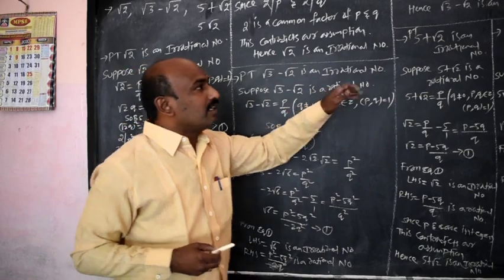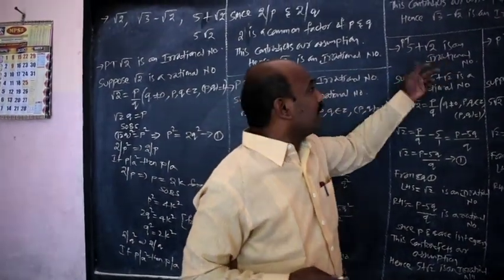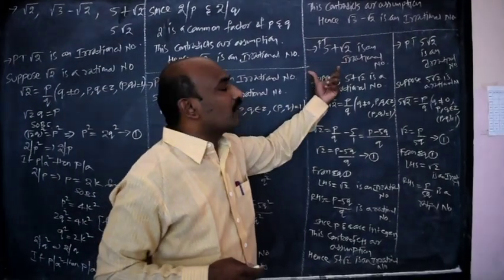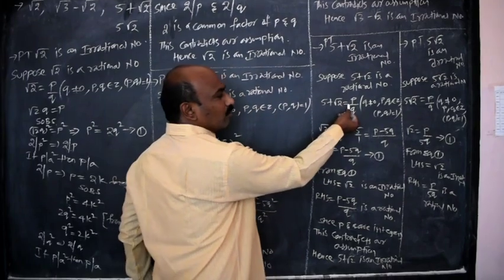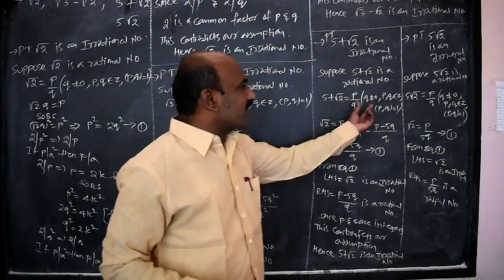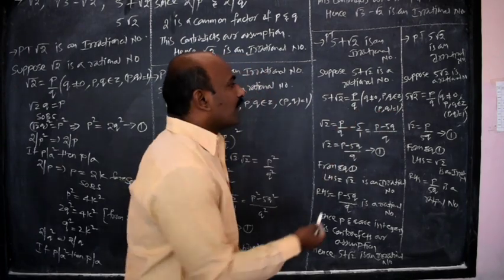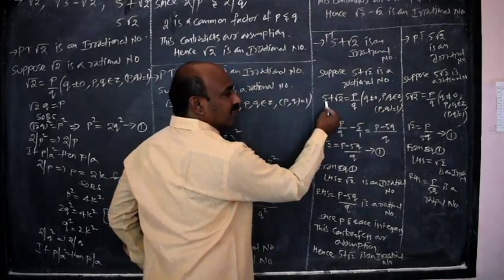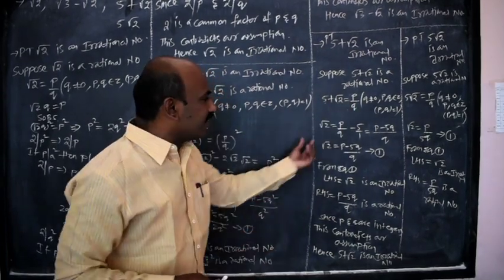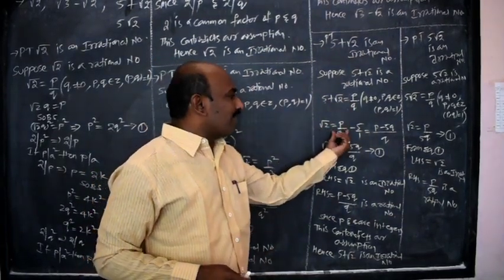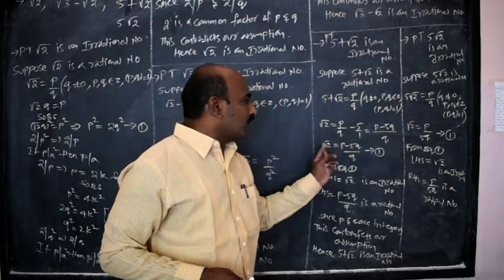We can conclude that. If you go to the next method, prove that 5 plus root 2 is an irrational number. In the same way, we go by contradiction. Suppose 5 plus root 2 is a rational number and 5 plus root 2 equal to p by q. The same definition applies: q not equal to 0, p and q are integers, p and q are co-primes. Now this is a rational part and this is also rational, and this root 2 is irrational. We send the rational part to the other side. We get root 2 equal to p by q minus 5. Take the LCM, you will get p minus 5q by q.